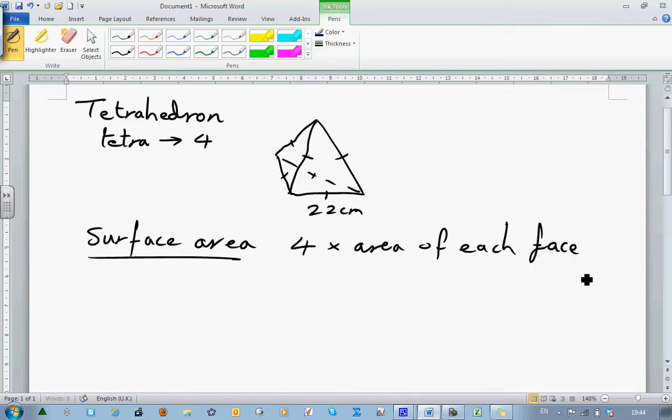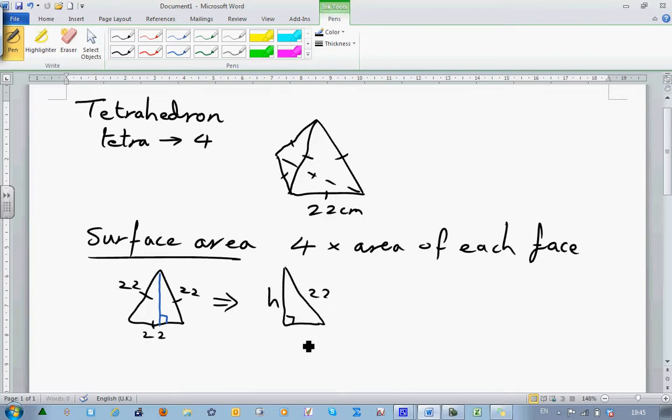It's nice and easy. So let's have a look at one of the faces, bearing in mind that it is equilateral. So we have 22, 22 and 22. What we can do is draw in a perpendicular. Now the perpendicular leads us to a right angle triangle with a height h and a base of 11.